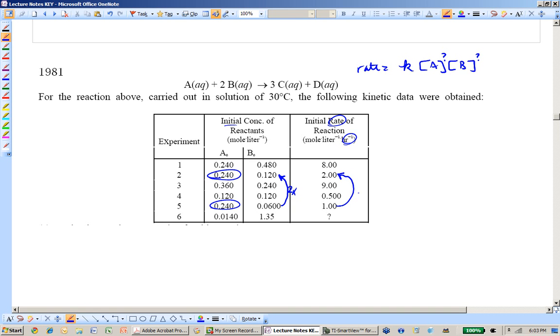And what happened as a result? Also doubled. Yippee skippy. That means it is first order in the thing that was changing, so it's first order on B.